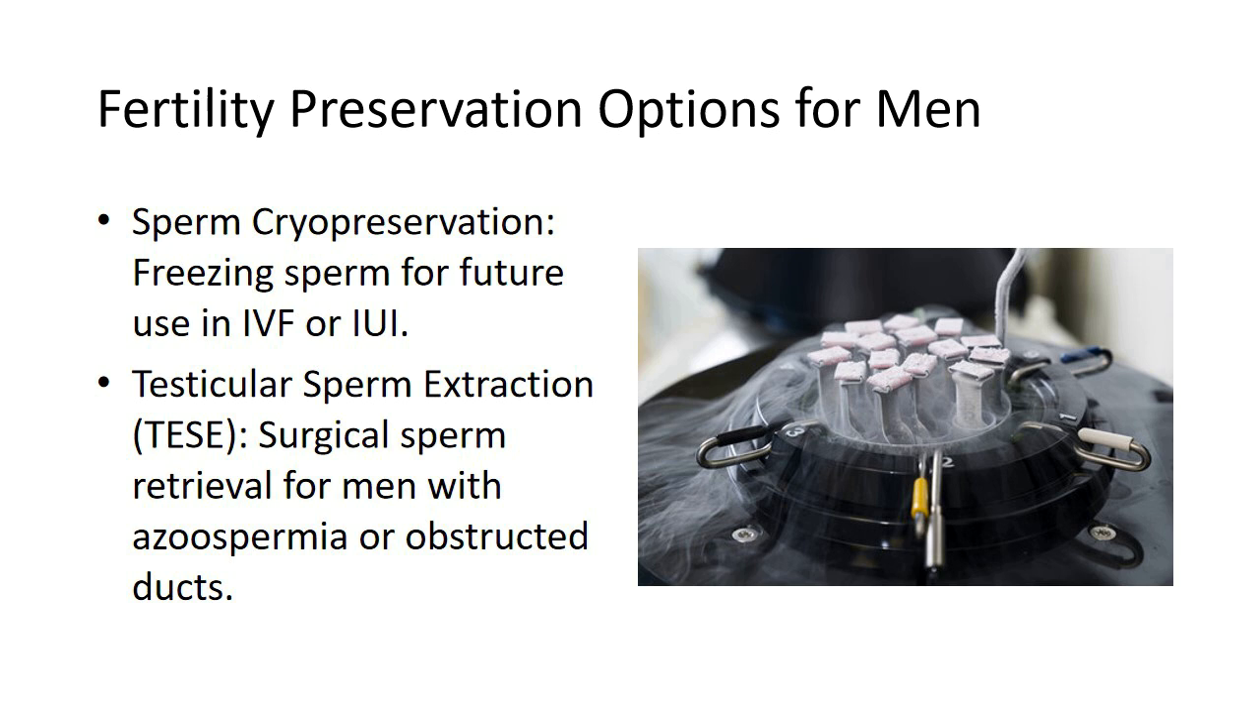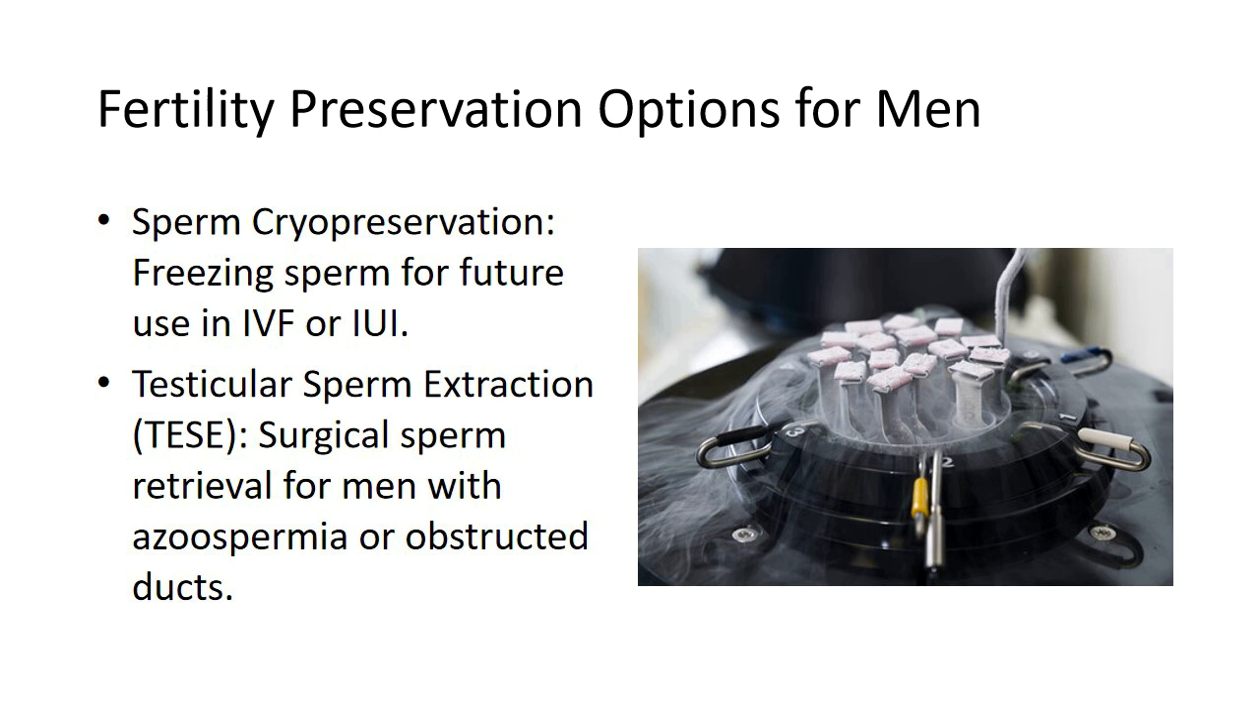A. Sperm cryopreservation, sperm banking. Process. Sperm is collected and frozen in liquid nitrogen for future use. The sperm is typically washed and cryoprotectants are added before freezing to ensure cell survival after thawing. Indications. This is the standard fertility preservation method for men with normal sperm production who have time to collect and freeze sperm before starting cancer treatments.